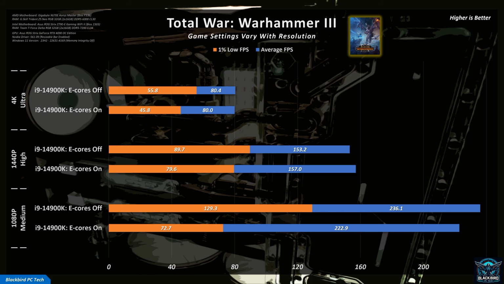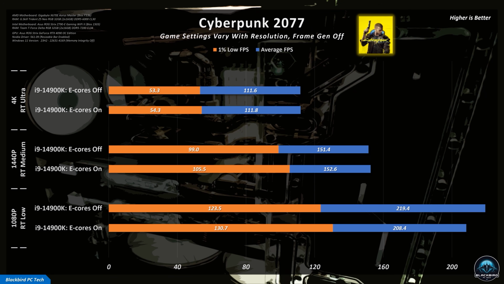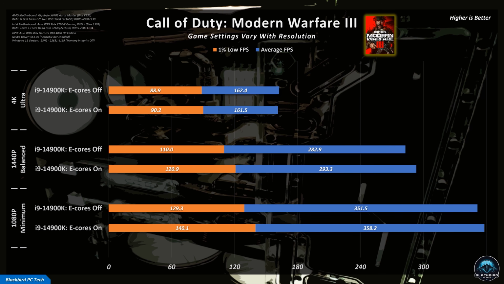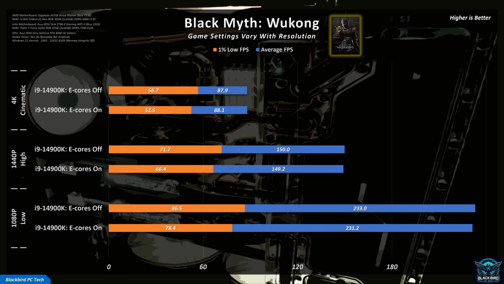As was the case with the 9950X, the results are also somewhat mixed. For Total War Warhammer 3, there is a significant benefit in 1% lows at all resolutions, but only a relatively small boost in average FPS at 1080p. For Cyberpunk 2077, there was actually a decrease in 1% lows at all resolutions with the E-cores off, whereas for Microsoft Flight Simulator and Call of Duty Modern Warfare 3, there was a decrease in performance with the E-cores off at all resolutions. However, for Black Myth Wukong, there was a small benefit to turning the E-cores off for both the 1% lows and average FPS at all resolutions. So again, there is some benefit to turning the E-cores off, but only in a few games.